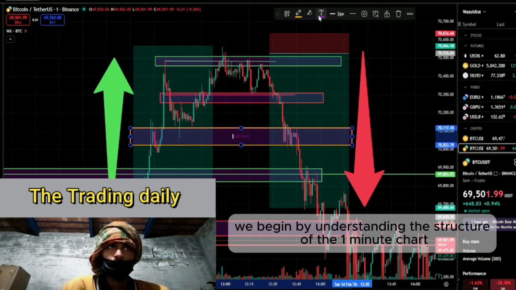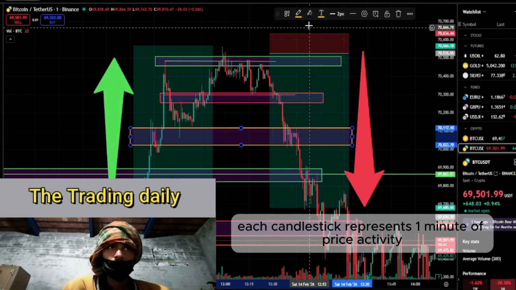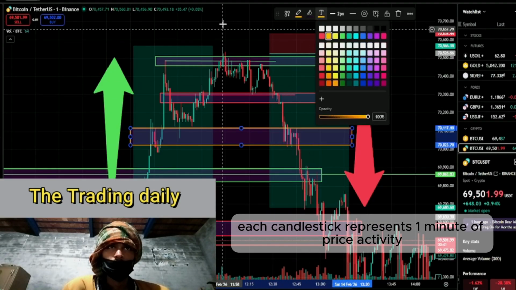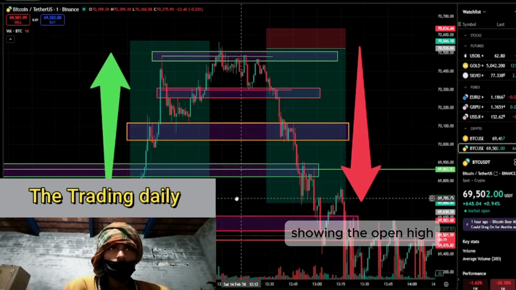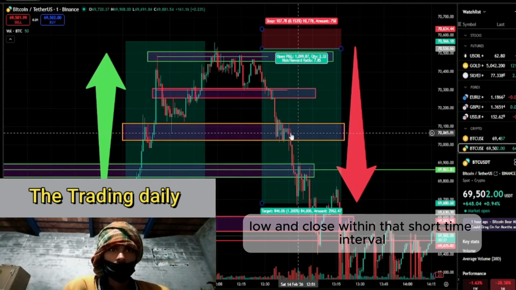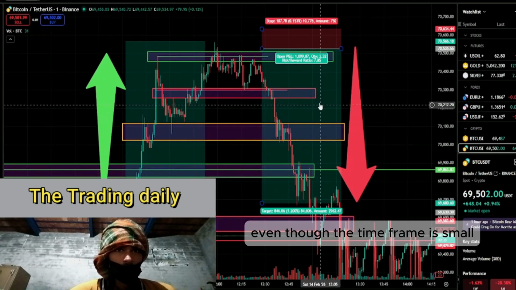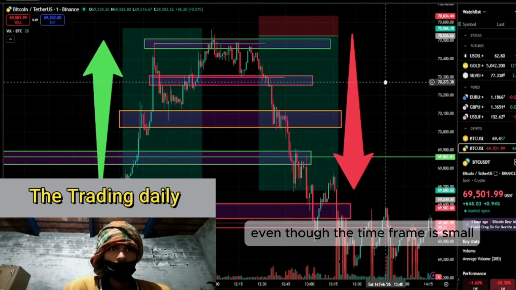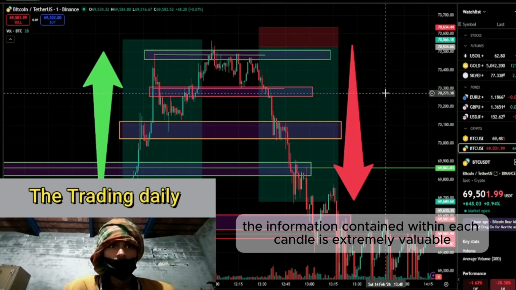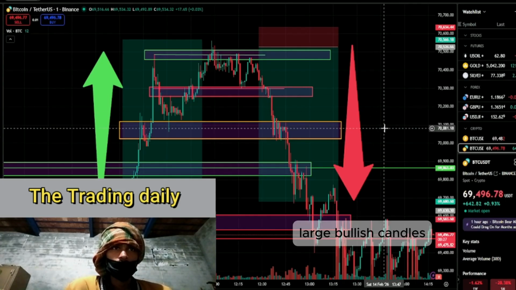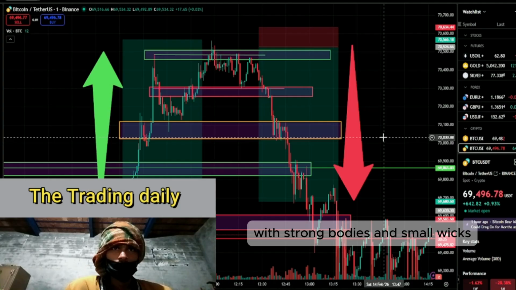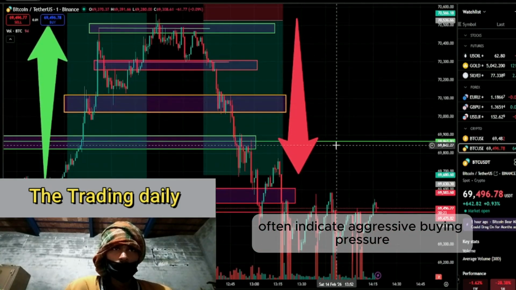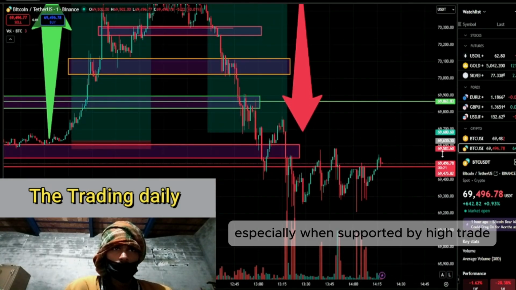First, we begin by understanding the structure of the 1-minute chart. Each candlestick represents 1 minute of price activity, showing the open, high, low, and close within that short time interval. Even though the time frame is small, the information contained within each candle is extremely valuable. Large bullish candles with strong bodies and small wicks often indicate aggressive buying pressure, especially when supported by high trading.